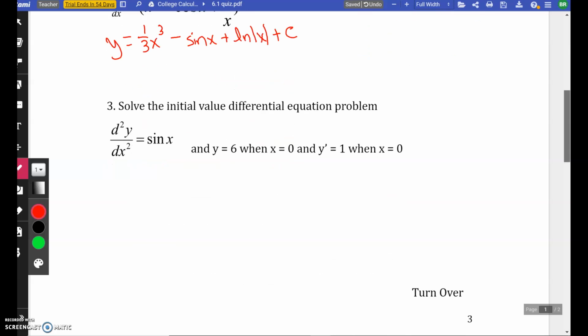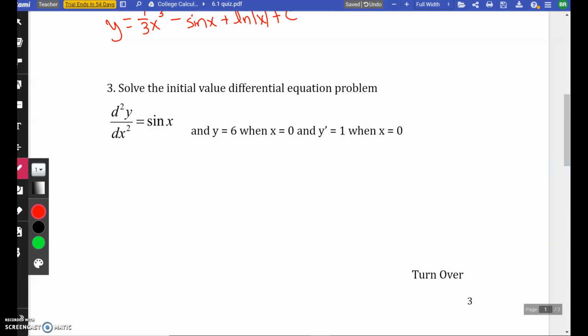That's what that means. Solve the initial value differential equation problem means find the equation y equals that satisfies all of these things. As this is the derivative, it's 6 when x is 0, and its derivative is 1 when x is 0. So first thing I do is I go back a step. If I take the antiderivative of the second derivative, I get the first derivative. Antiderivative of sine is some sort of cosine. I never remember, so I just take the derivative. Derivative of cosine is negative sine, not what I want, so I need negative cosine plus c.